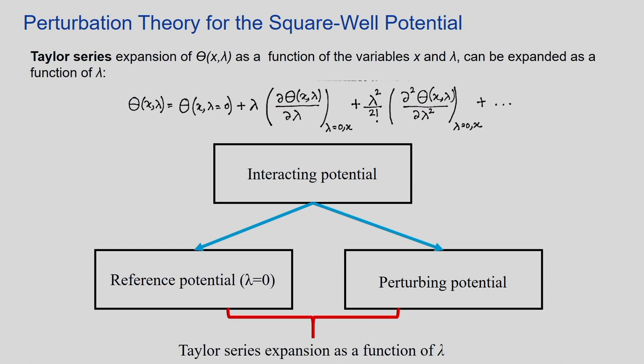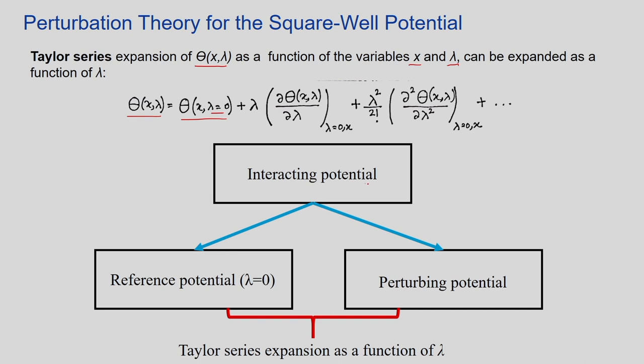Now, in the perturbation theory for the square well potential, the idea is: can we write any function theta, which is a function of the variables x and lambda, as per the equation below? Theta of x and lambda equals the value of that function at lambda equal to 0, plus lambda times the derivative of the function with respect to lambda at lambda equal to 0, plus lambda squared by 2 factorial times the double derivative with respect to lambda squared at lambda equal to 0, like this. The idea is to use the Taylor series expansion of the function around lambda. Lambda can be 1, lambda can be 2. For example, theta of x, 1 is equal to theta of x at lambda equal to 0, plus the derivative at lambda equal to 0, and like that it keeps on going.